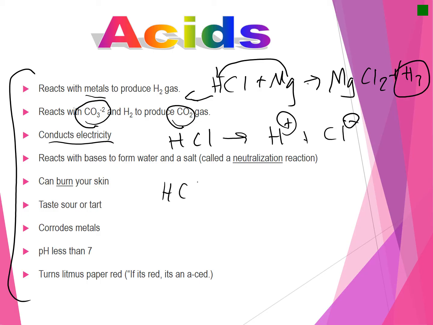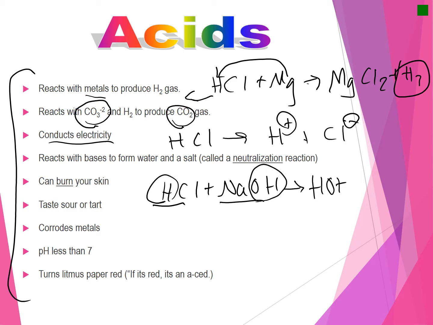It reacts with bases to form water and salt. So if I have HCl reacting with NaOH, okay, this is my acid, this is my base. How do you identify an acid? It starts with an H. How do you identify a base? In this case, it'll end in an OH. What will happen is this is a basic double replacement, so it'll be making HOH plus NaCl.